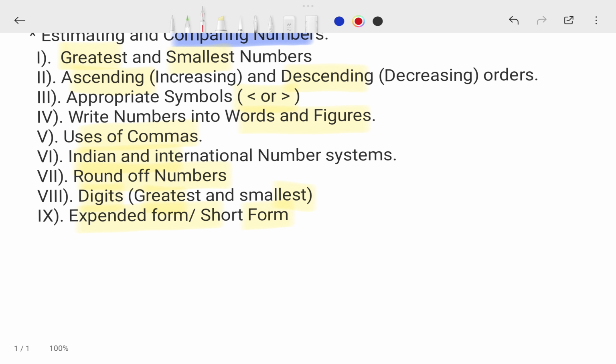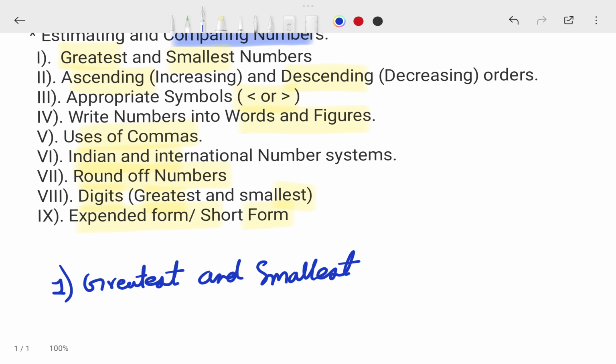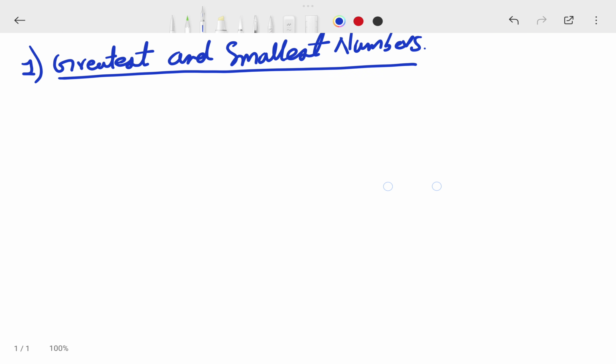So in this chapter we are going to start with our first point here, greatest and smallest number. Here I will write the given heading, greatest and smallest numbers. Actually my handwriting is bad because I'm writing with a pencil here. First we are going to learn what is the greatest and smallest number.